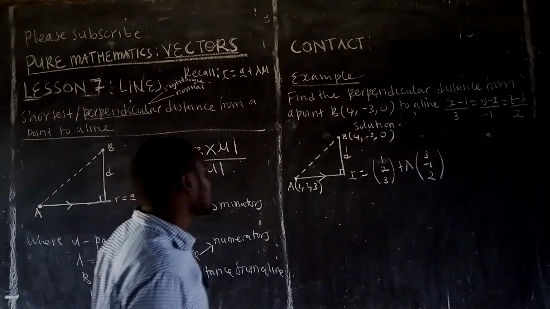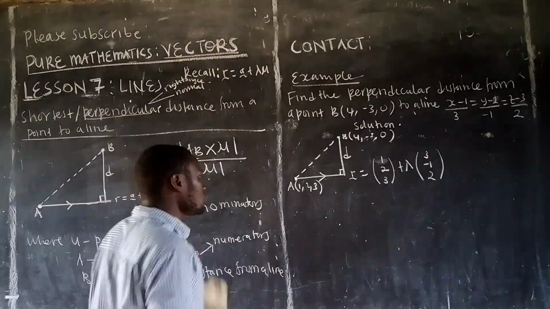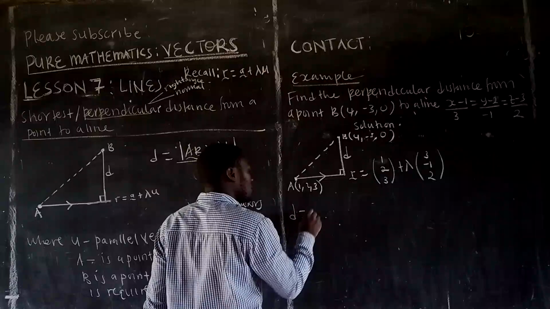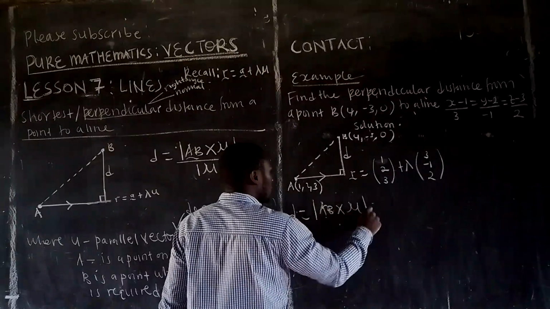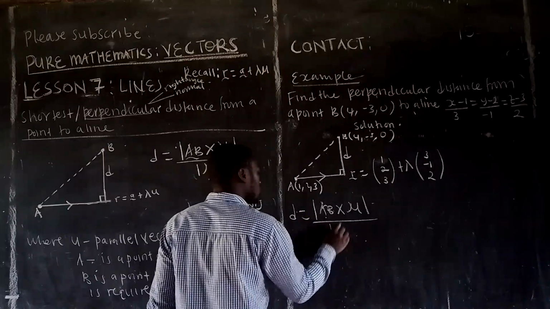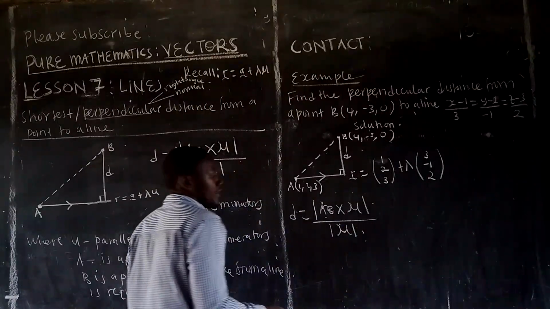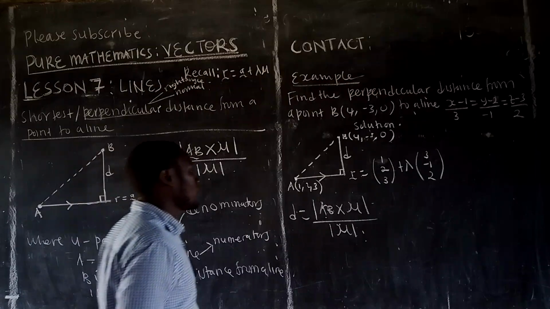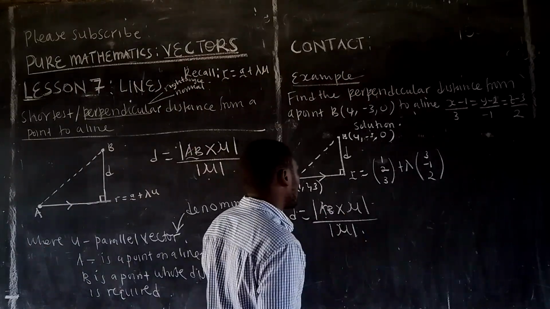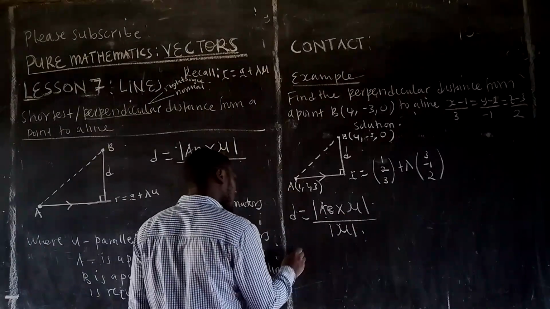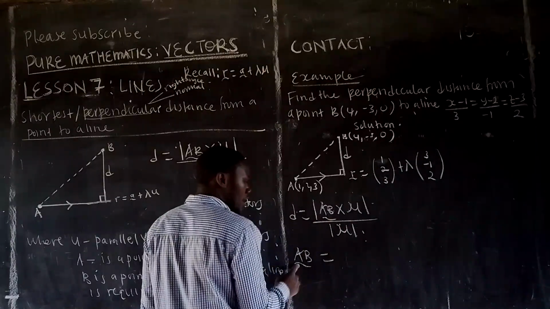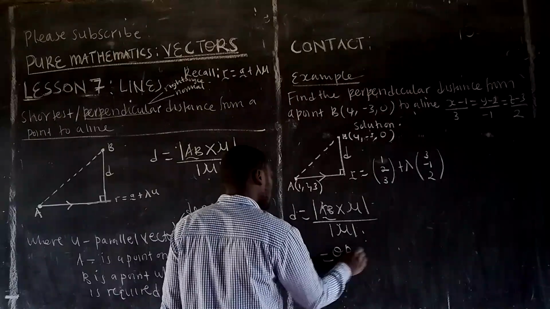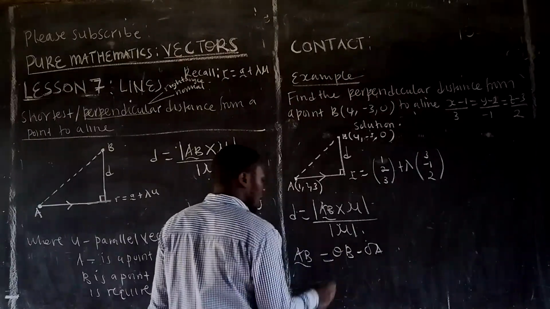Okay. Now, the distance is got from D is equal to magnitude AB cross mu over magnitude of mu, like that. Now what we need to do is get this AB cross that. So now let's first of all get AB. We all know that these are vectors. AB, a position vector, is equal to OB minus OA, like that.